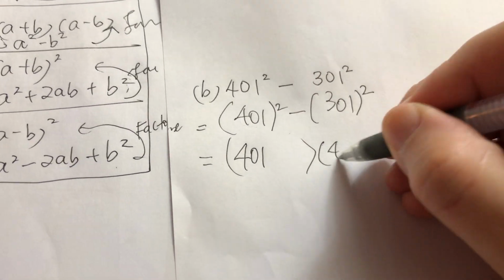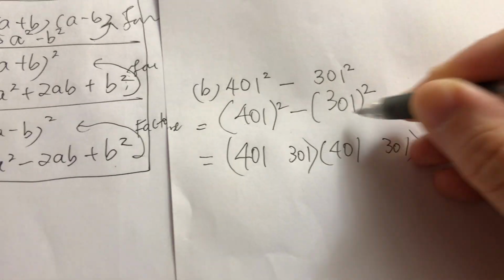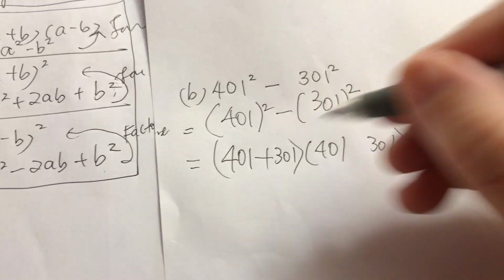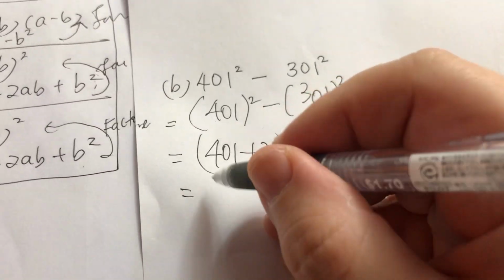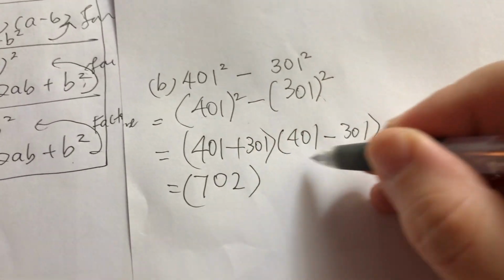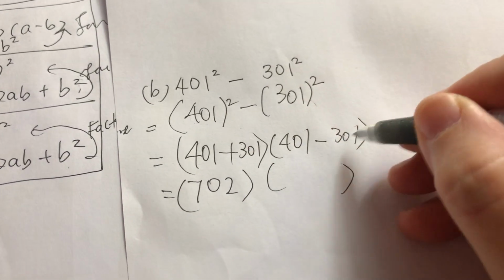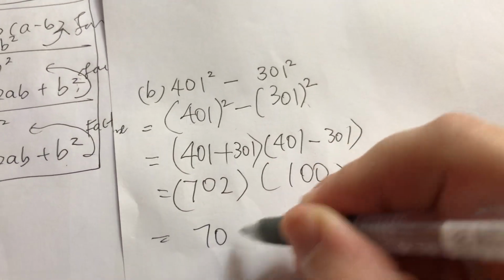Okay, now once you have formed the difference of 2 squares, remember that it is simply the product of this. First one, we write it first. Second, we write it second. Okay, then one of them is a plus, one of them is a minus. And the good thing about this is that it's pretty easy to compute. It's simply 702 times this, which is just 100, and you can simply get the answer as such.